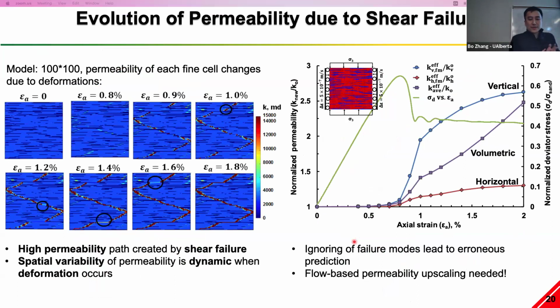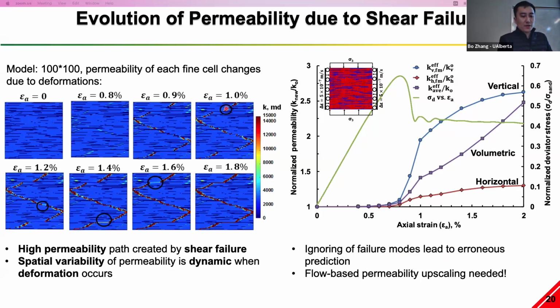Okay, after plastic upscaling, we need to consider the impact of failure on the evolution of permeability due to the shear failure. This is a pretty old slide that I show a lot of times. It's a 100 by 100 model. The permeability of each fine cell will change due to deformations, as it shows here.